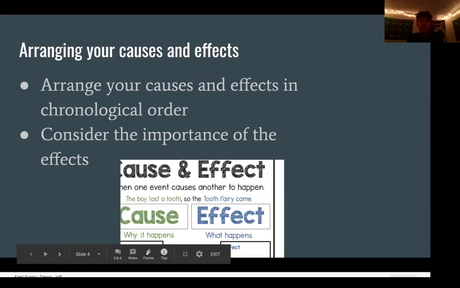Okay, so arranging your causes and effects. When you're arranging your causes and effects, you want to think about two things: chronological order and the importance of the effects. You want to have them in order because an effect might have affected another effect. So when you're presenting that to whoever's reading your paper, you want them to be able to clearly understand what order they happened in. And then consider the importance of the effects. Like Jenna said, you want to explain a lot more about the ones that people don't know about, and not as much about the stuff that most people already know about.